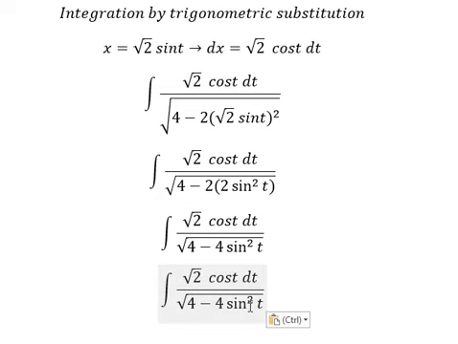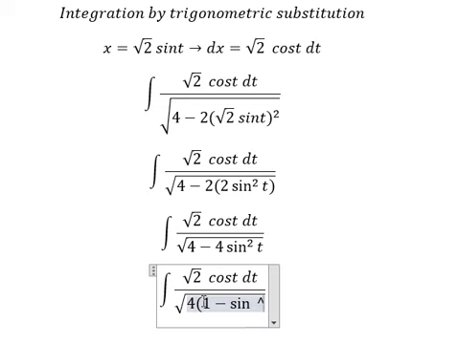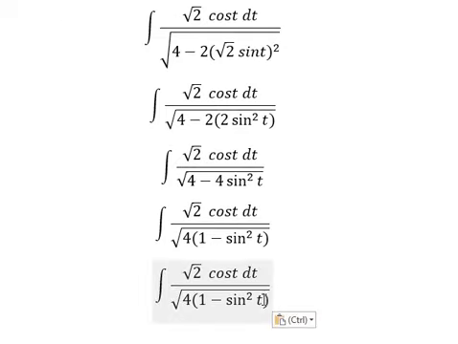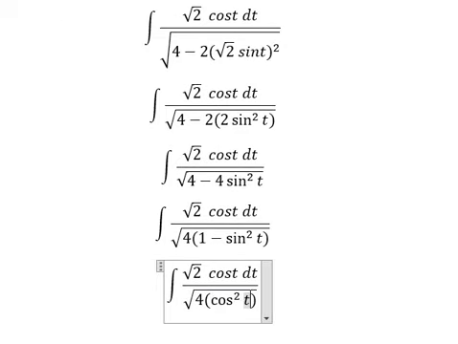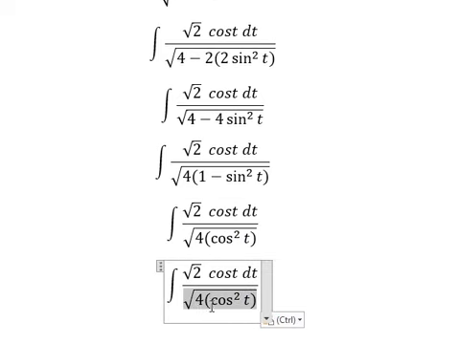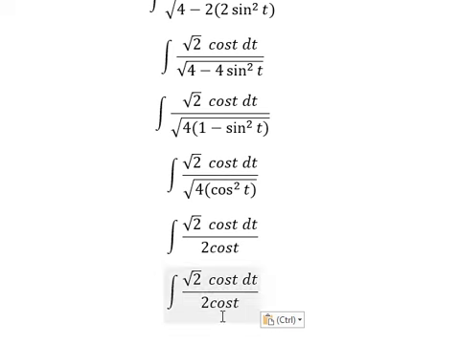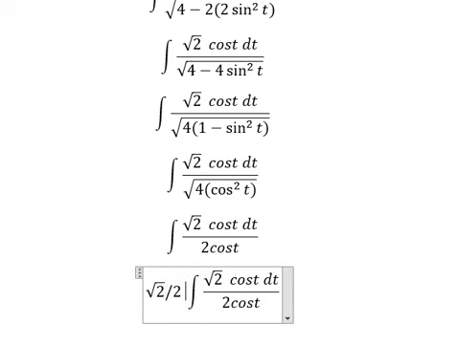So 4 and 4, we can do factorization. So this one is cosine squared t. The square root of 4 cosine squared t is 2 cosine t. So cosine t and cosine t we simplify, and we just have it like this.